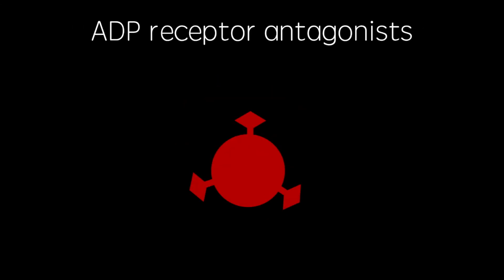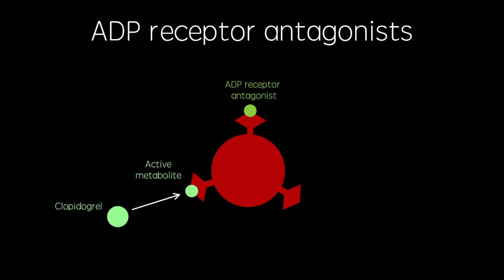Next is ADP receptor antagonists. As you might expect, these drugs block platelet ADP receptors, preventing ADP-mediated activation. Older drugs in this class, such as clopidogrel, are prodrugs which produce active metabolites which antagonize the ADP receptors, whereas newer drugs, such as ticagrelor, antagonize the receptors directly. This antagonism decreases the rate at which platelets become activated, thus preventing the formation of a thrombus.